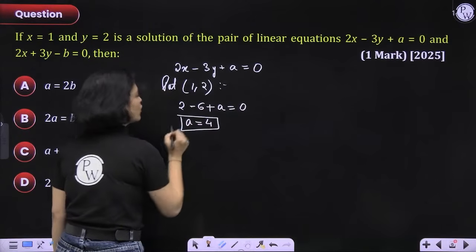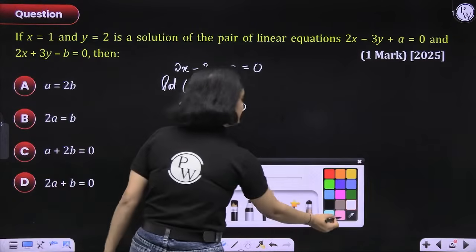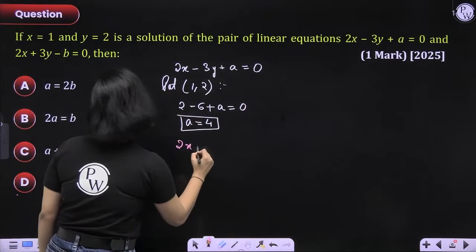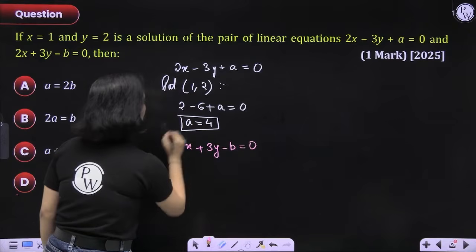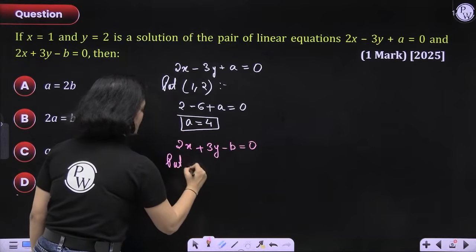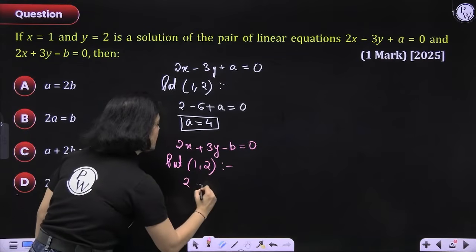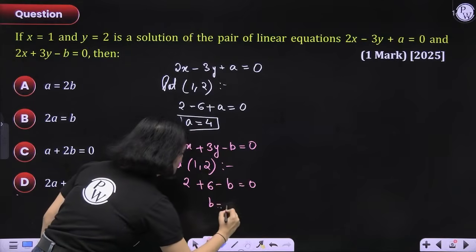A comes out to be what, everyone? 4. Okay, we got the value of a. Good. Now, to find the value of b, again, you will take the next equation, which is 2x plus 3y minus b is equal to 0. Again, you are going to put 1, 2, right? So, what do you get? 2 plus 6 minus b is equal to 0. So, b comes out to be 8.